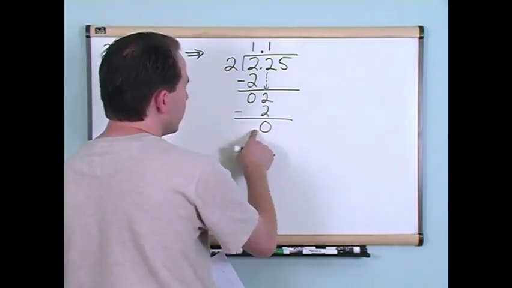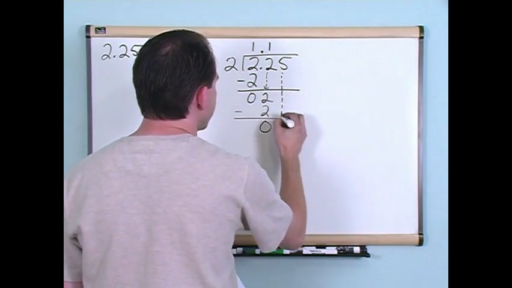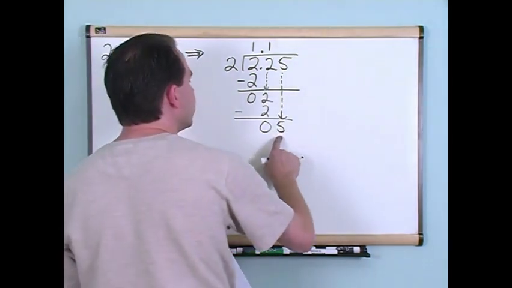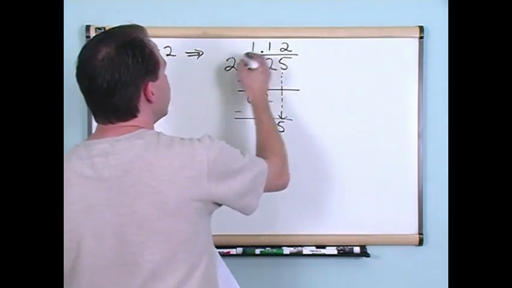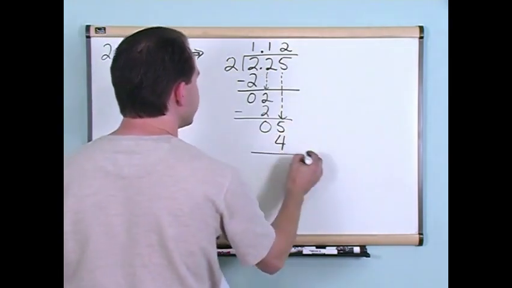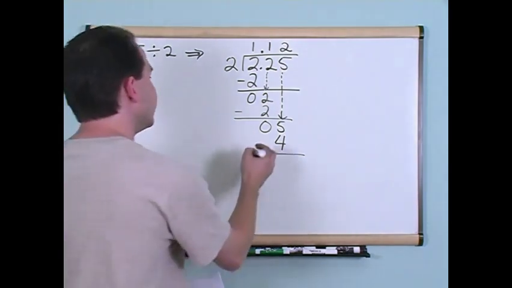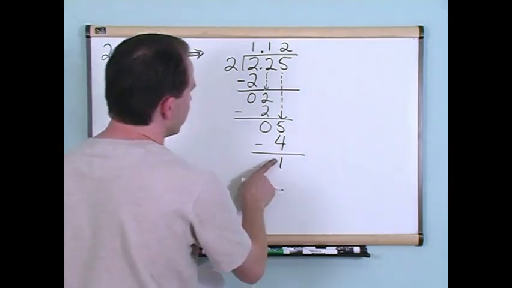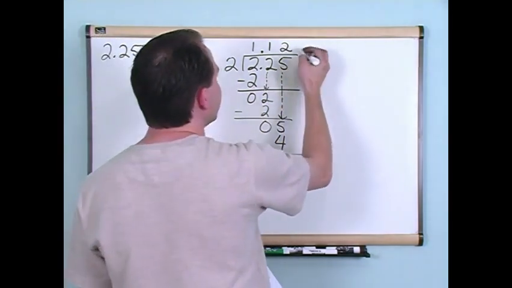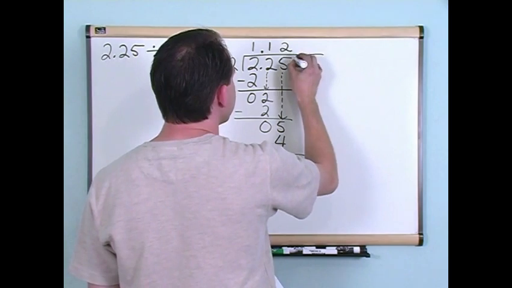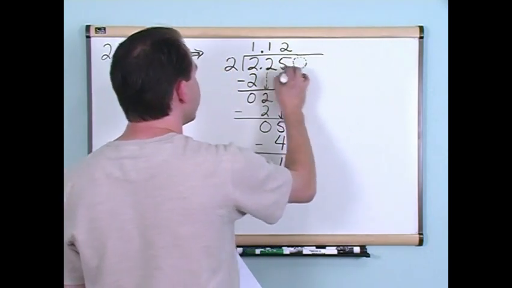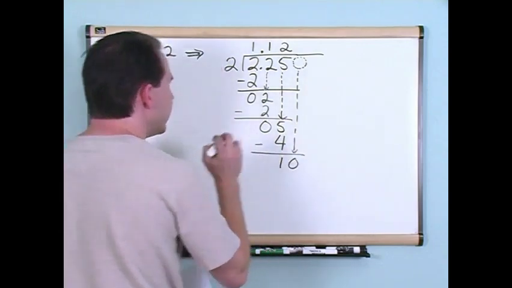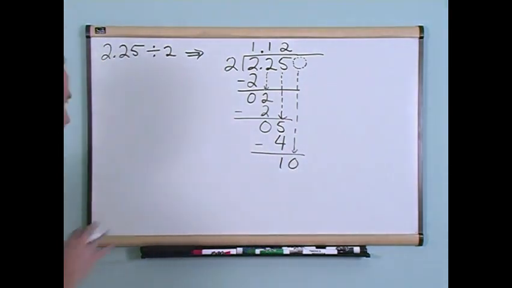Can 2 go into 0? Well, of course it can, but you can drag down your next digit, which is a 5. Can 2 go into 5? Sure, it can go 2 times. 2 times 2 gives you 4, and 5 minus 4 gives you 1. Can 2 go into 1? Well, no it can't, and I don't have any digits left to drag down, but in decimals, I'm allowed to add zeros to the right of the decimal point, and I'm going to add this 0 down and make it a 10. Now I can do this.